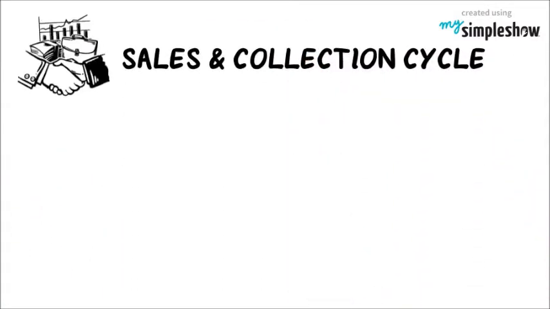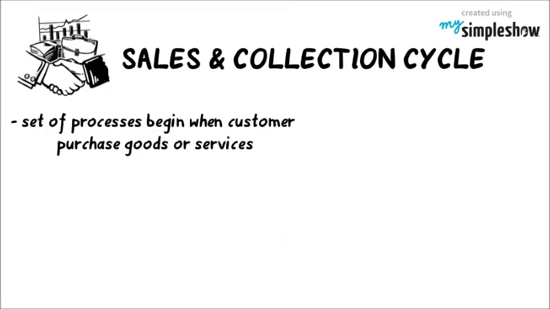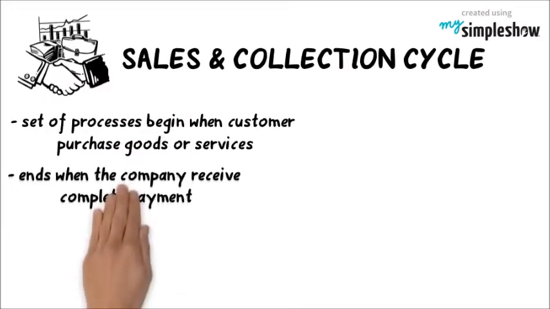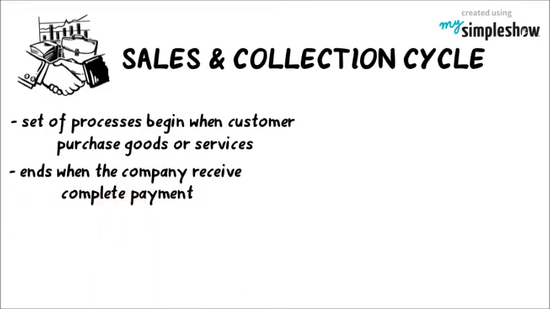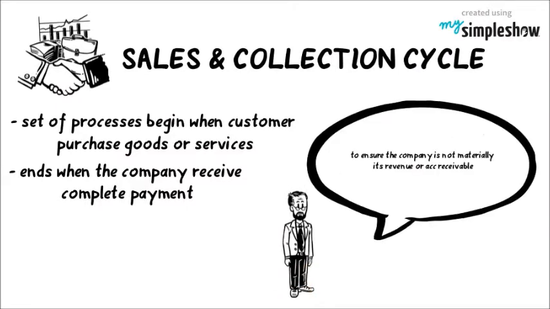Sales and collection cycle refers to the set of processes that begin when a customer purchases goods or services and end when the company receives complete payment for the purchase, to ensure that the company is not materially misstating its revenues or accounts receivable.